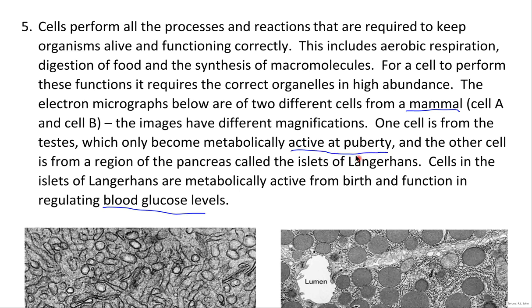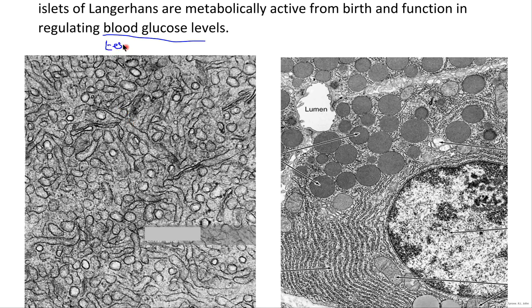So you needed to identify the most abundant organelles within these cells. So cell or image A here, this is the testes, okay, and the organelle that is shown there is the smooth ER. It's got this classic circular or tubular appearance, and there's loads of it. Okay, so this cell becomes active at puberty, so that should have given you an insight to what the function was. SER, smooth ER, it produces testosterone, because testosterone is a steroid based lipid. Okay. All right, so these are the testes, smooth ER, produce testosterone.